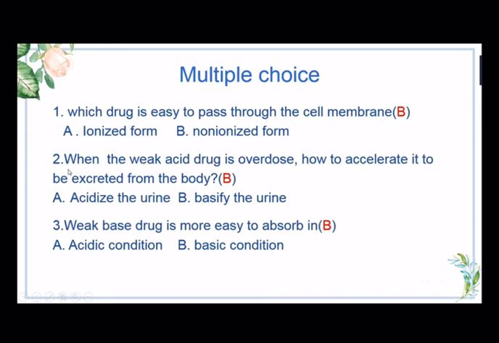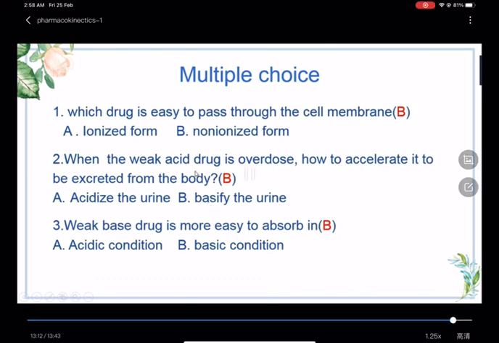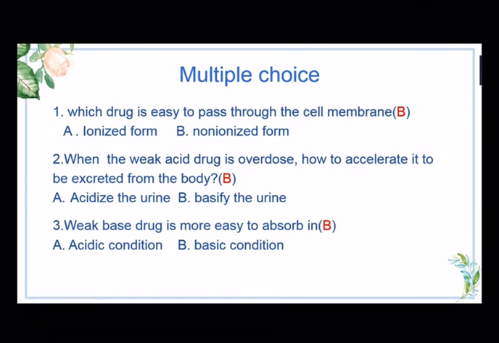2. When a weak acid drug is overdosed, how do we accelerate its excretion from the body? A. Acidify the urine. B. Basify the urine. The answer is B, because for a weak acid drug in basic urine, more of the drug is in ionized form. It does not penetrate the cell membranes easily and is not absorbed. It's easier to excrete from the body.